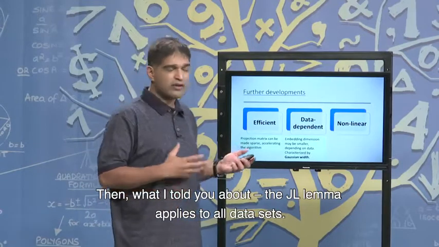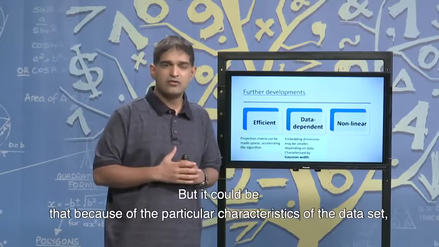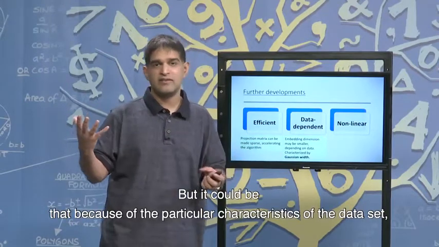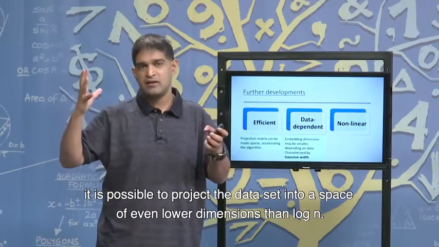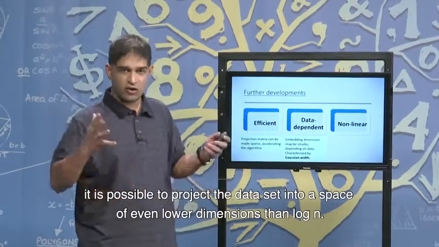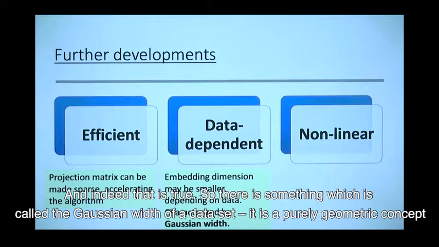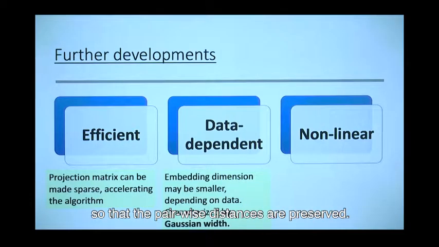What I told you about the JL lemma applies to all data sets, but because of the particular characteristics of a data set, it could be possible to project it into a space of even lower dimension than log n, and indeed that is true. There is something called the Gaussian width of a data set. It is a purely geometric concept which captures the embedding dimension, the minimum dimension to which a data set can be embedded so that the pairwise distances are preserved.